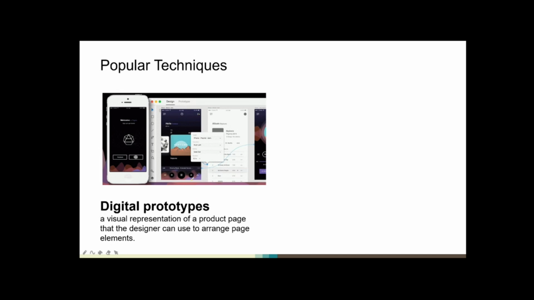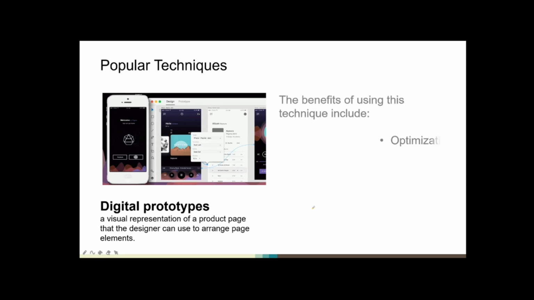So some techniques are digital prototypes. These are the most common form of hi-fi prototyping. This is a visual representation of a product page that the designer can use to arrange page elements. Nowadays, the variety of specialized software allows designers to create visually rich, powerful prototypes full of interactive effects and complex animation. So the difference of the clickable wireframes and digital prototypes is that the clickable wireframes can be just a flat design, while the digital prototype works as a working prototype or a working system.